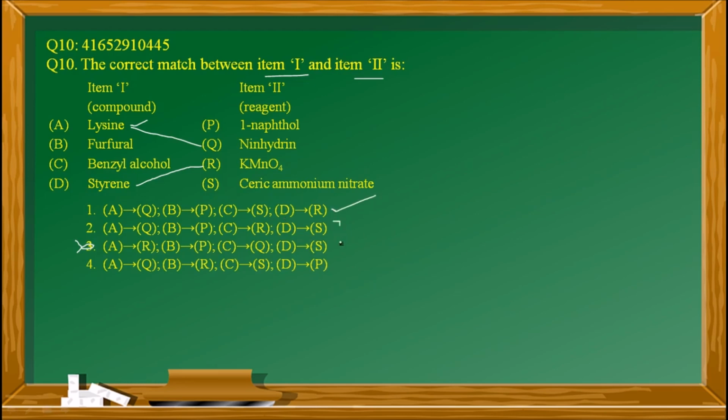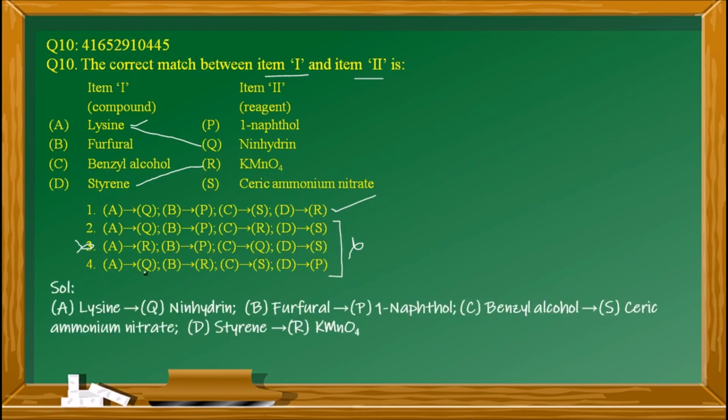What about the others? Yes friends, these can straight away be ruled out, as they don't have the other options. Let us see the options. Lysine is ninhydrin. Next, furfural is 1-naphthol, that means B is P. So C is S. What is C? Benzyl alcohol is ceric ammonium nitrate. Yes friends, that is how you can choose the correct option: A-Q, B-P, C-S and D-R. Lysine is ninhydrin, furfural is 1-naphthol, benzyl alcohol is ceric ammonium nitrate, that is CAN, styrene is KMnO4. So option number 1 is the correct option, friends.